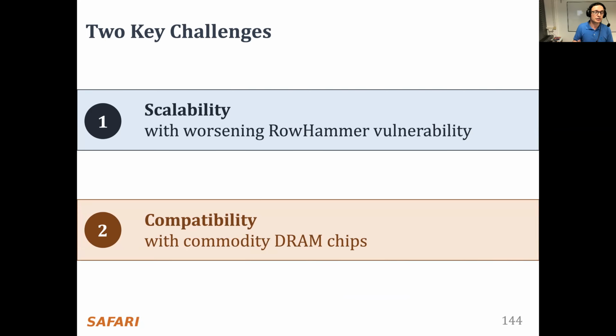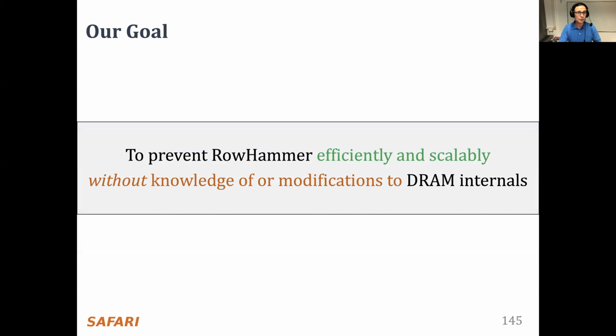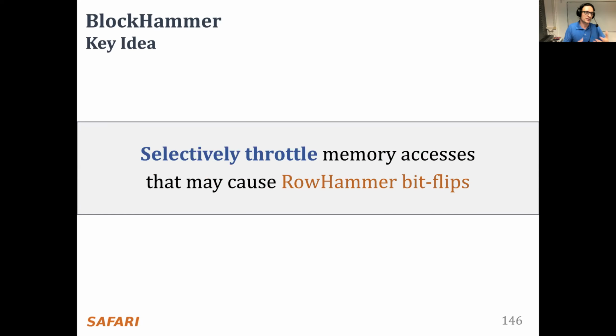There are two key challenges any solution needs to tackle. One is scalability with worsening RowHammer vulnerability, and the other is compatibility with commodity DRAM chips, especially if you're implementing in the memory controller. Our goal was to prevent RowHammer efficiently and scalably without knowing the internals of DRAM, from a memory controller perspective. This solution can be employed inside DRAM also. Our goal was to show that you could do it in the memory controller, but inside DRAM you could also do this, though the cost trade-offs are different. The idea is to selectively throttle memory accesses that may potentially cause RowHammer victims.